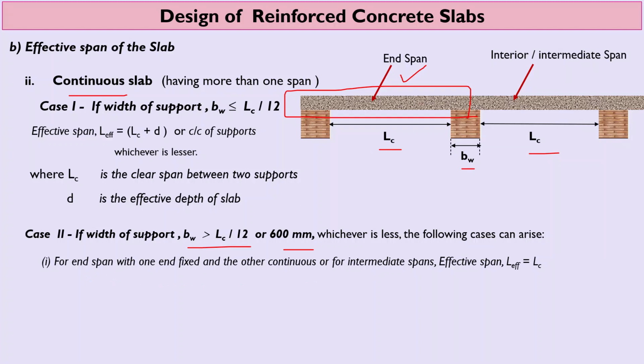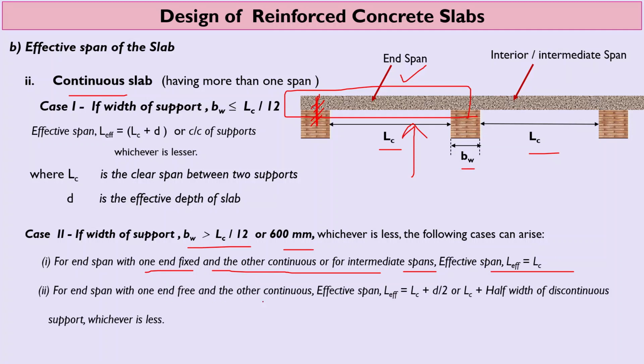Now you can see this is the end span. If you are going to design this span of the slab, one end may be fixed and the other end may be continuous. Earlier we discussed simply supported, now it is a continuous type of slab, and here there may be a fixed type of support also. So both possibilities are there. If it is not a fixed type of support, then the first condition will be applicable. For an end span with one end fixed and the other continuous, or an intermediate span, L effective will be equal to the length of the clear span. And then there is the end span with one end free and the other end continuous.